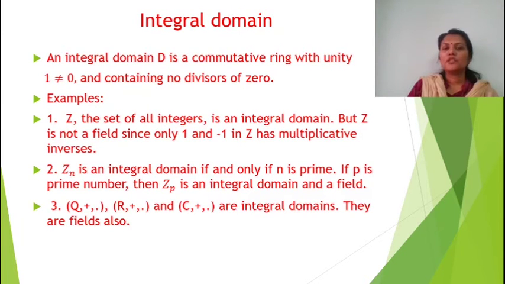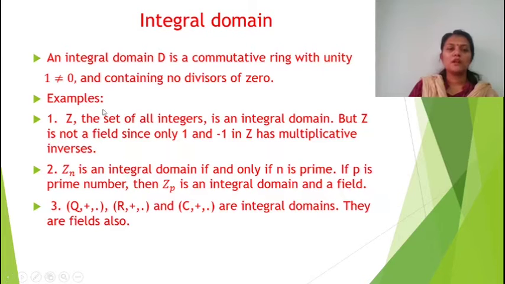Next, we have the definition of integral domain. An integral domain D is a commutative ring with unity. So, the ring has to satisfy the commutative property also and has the unit element, the identity element with respect to multiplication. 1 not equal to 0. So, the unity element is different than the 0 element, and it contains no divisors of 0.